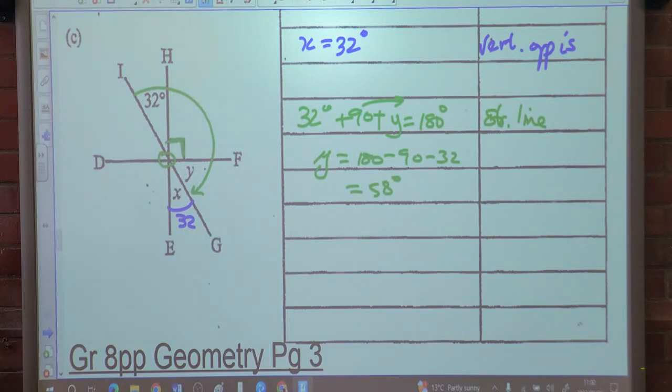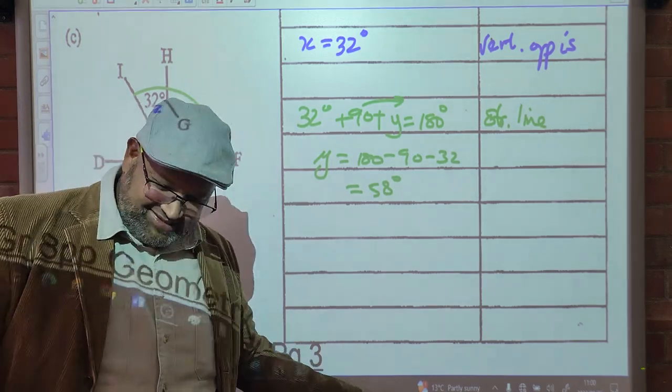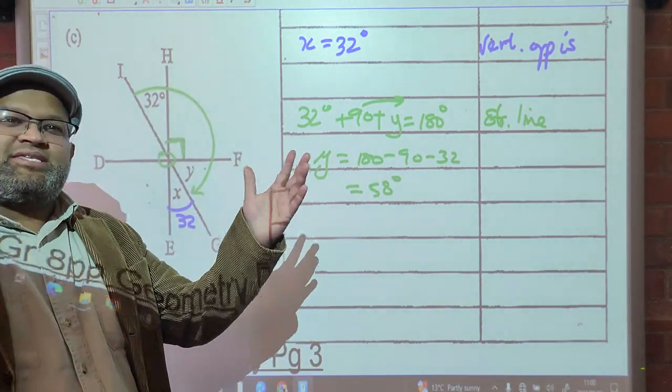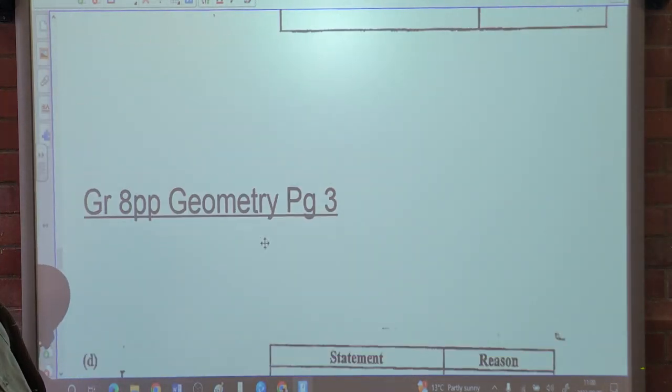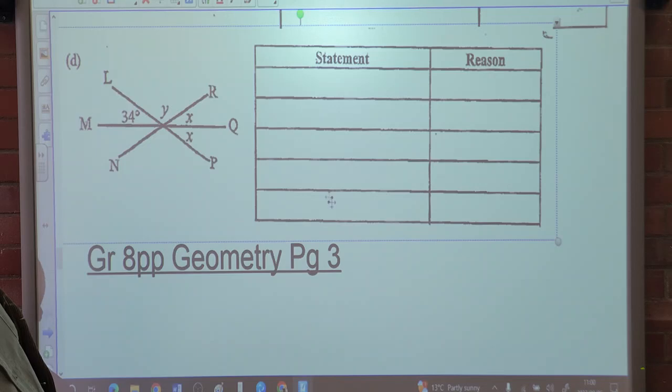You can't help but fall in love with this stuff, no? Yes. Now maths is making sense. Alright, let's look at the next one.